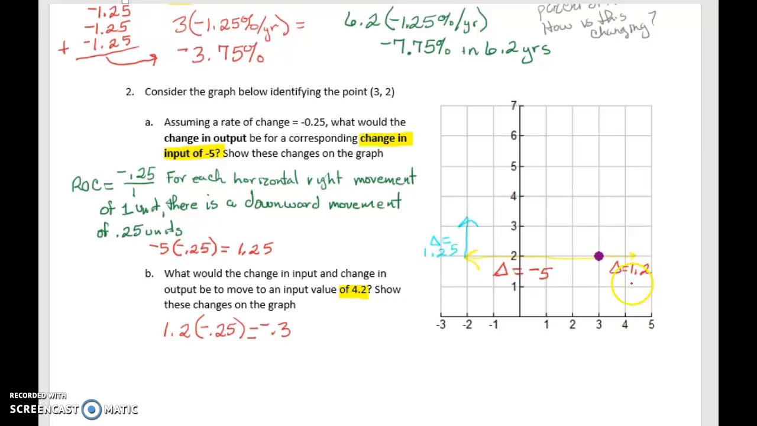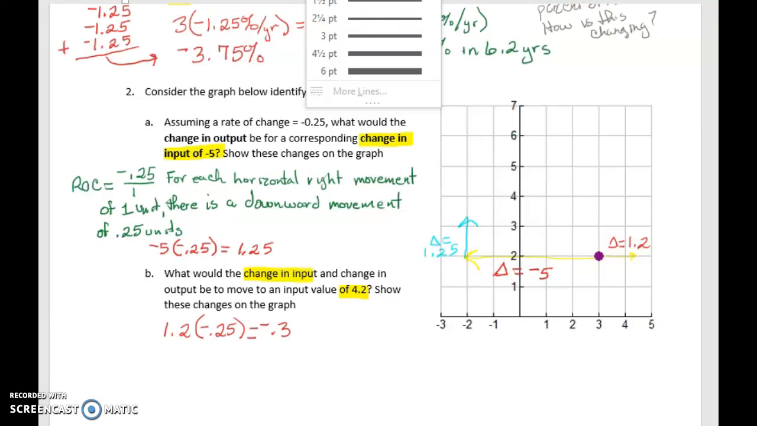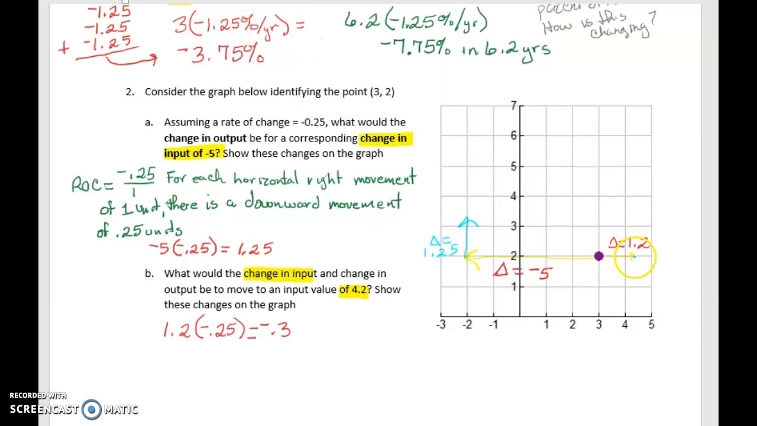So my change in input is 1.2 units, and now my change in output is going to be, I probably should have written that on the other side. Let me rewrite that. So change of input was 1.2, and now our change in output is going to be a very small change of negative 0.3 units. Okay, so this is how our changes would look on our graph.